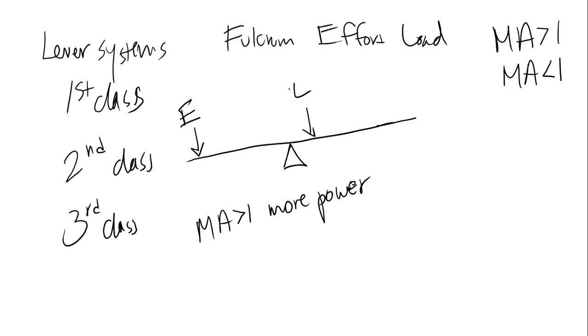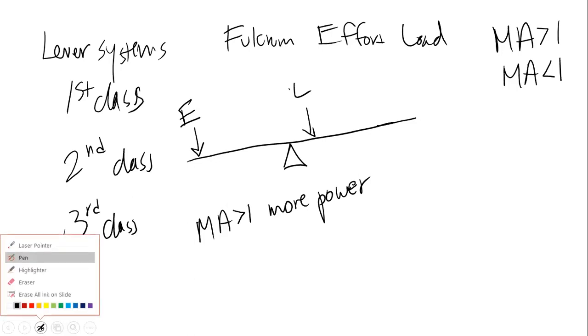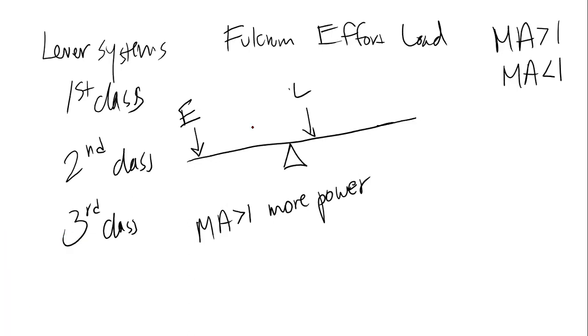And then the opposite is true. So if your effort is closer to your fulcrum than your load, you're going to have a mechanical disadvantage. And that sounds bad because it means you're getting less power out than you're inputting, right? So it's actually making it harder for you to move something.